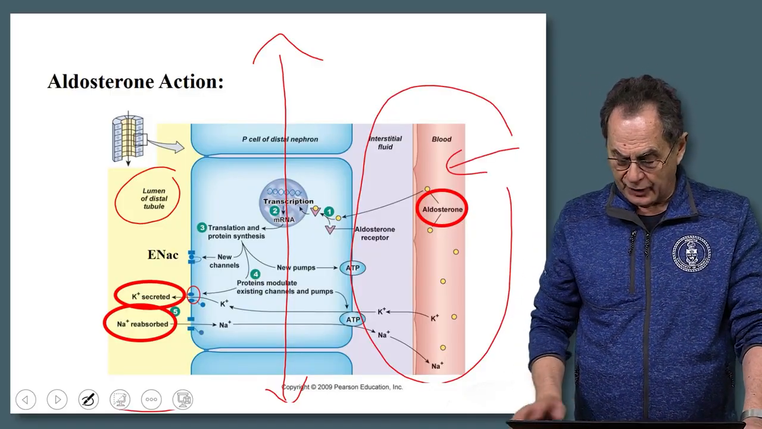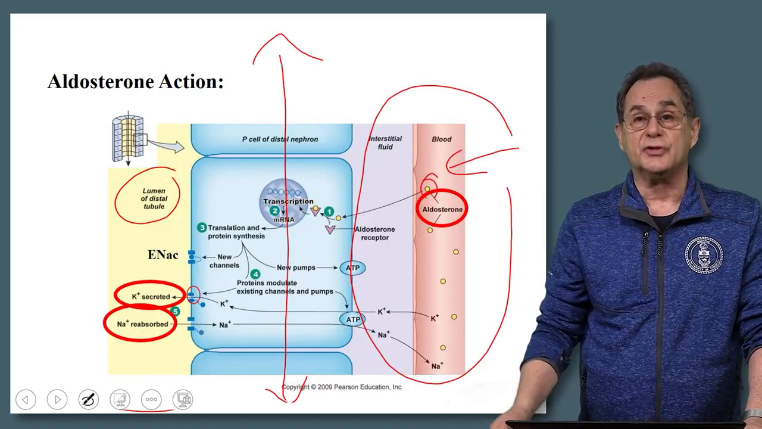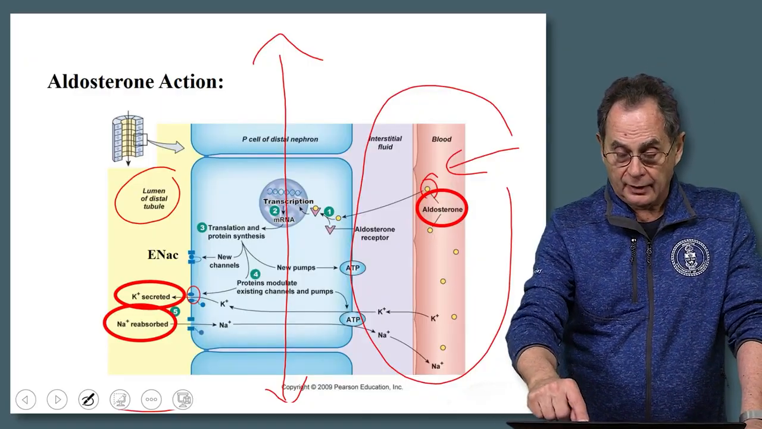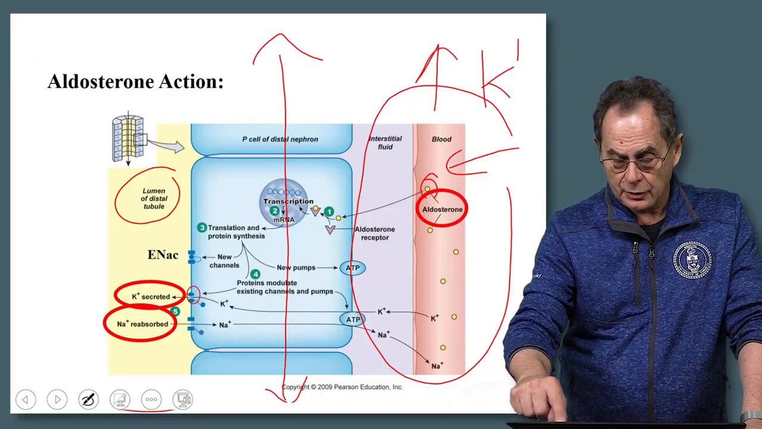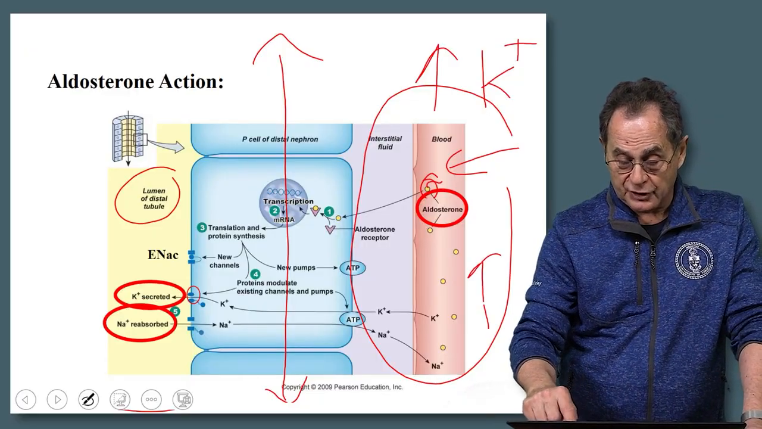So what happens to aldosterone? Aldosterone is cartooned as these little yellow circles. It's a steroid hormone. So if there's high potassium, the adrenal gland will stimulate aldosterone, so its concentration will rise.